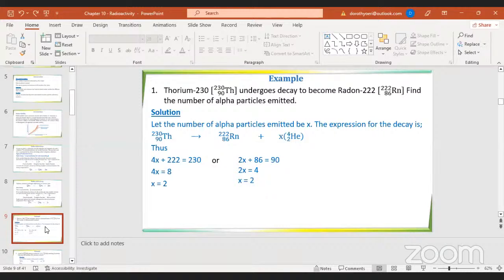Thorium-230 undergoes decay to become radon. Find the number of alpha particles emitted. It has been worked there. I hope you can understand. The equation is there. You are to write an equation because you are looking for the number of alpha particles. Remember, alpha is represented by helium.